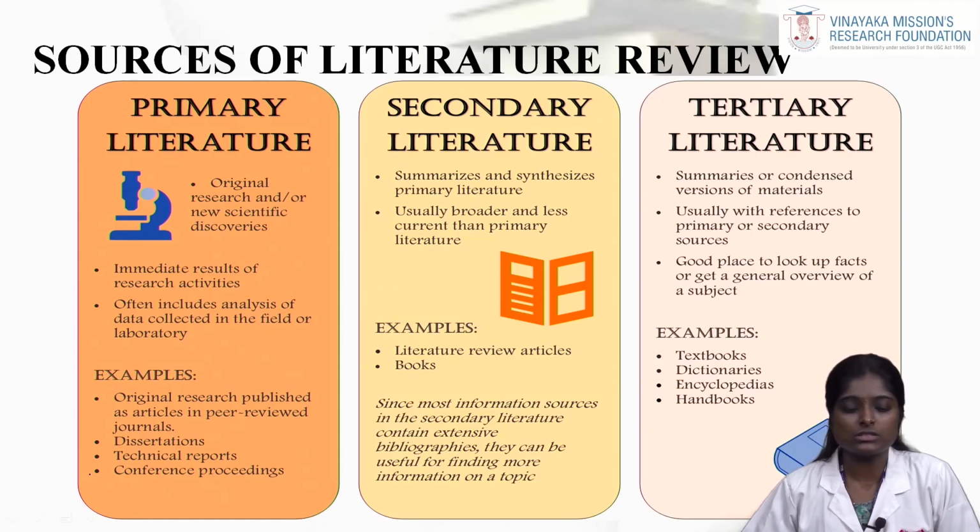Primary is from the original researches. So it is the immediate result of research activities and often includes the analysis of data collected in the field or laboratory. For example, original researches and dissertations, technical reports. Secondary literature will summarize and synthesize the primary literature. So it's a concise format of primary literature, which is a review. So it can be literature reviews, scientific or systematic reviews and books. Tertiary literature is where the summaries are a condensed version of materials. So here, secondary materials are condensed. So it is like textbooks, dictionaries, encyclopedias and handbooks.